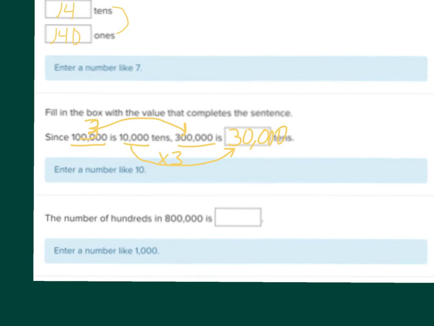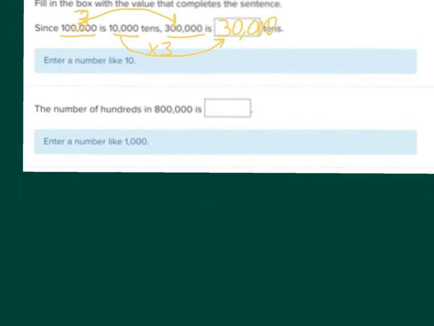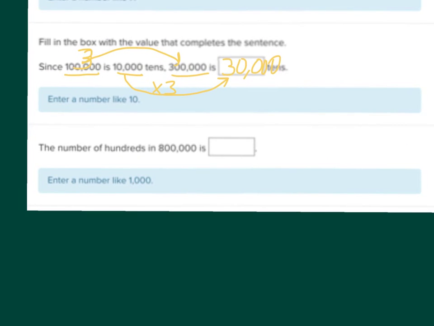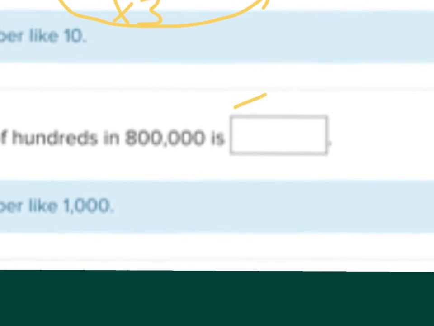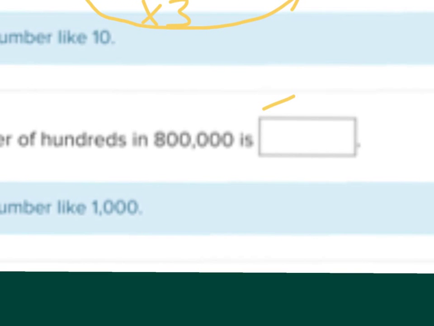Next problem, and last problem. The number of hundreds in 800,000 is how many hundreds? So what I do, I like to take the shortcut here and let's zoom in on this. Look at the hundreds place, which is right here. The number of hundreds is this number here. So there are 8,000 hundreds. Make sense?